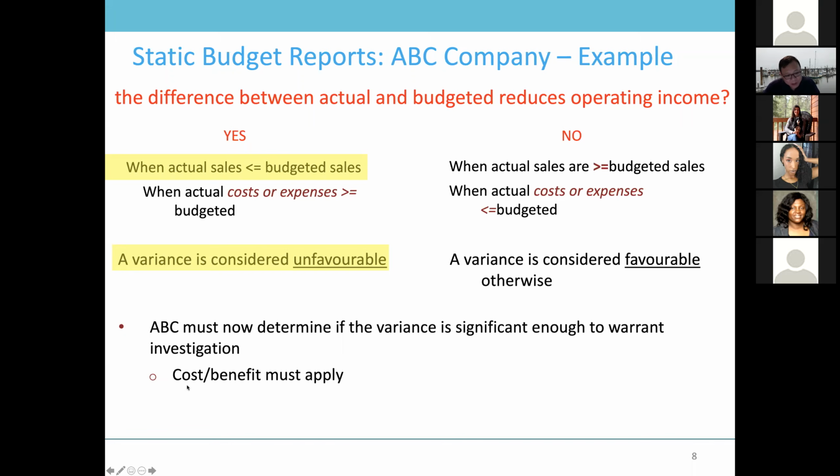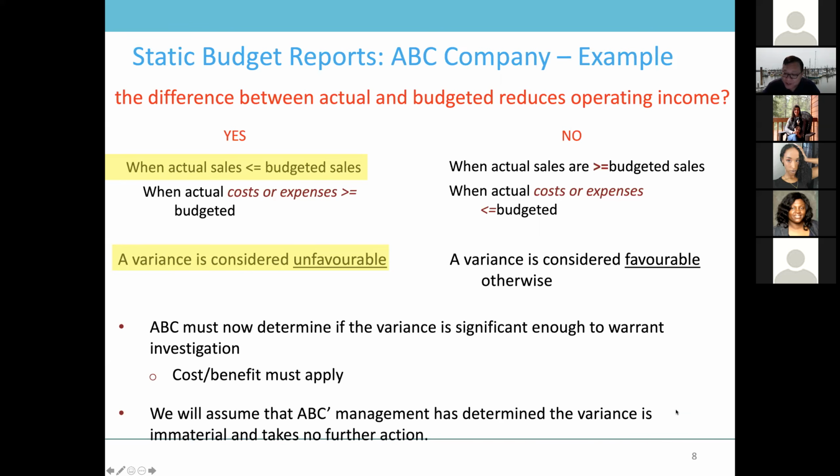So the cost, the benefit, that's relevant, right? So you have to make a decision. Is this difference significant enough to be worth my time, worth my investigation? So we assume that the $1,000 unfavorable sales variance is immaterial, so we don't take any further action, okay?